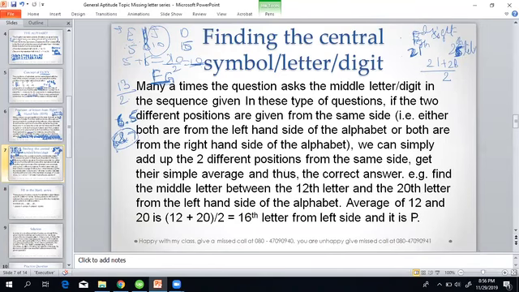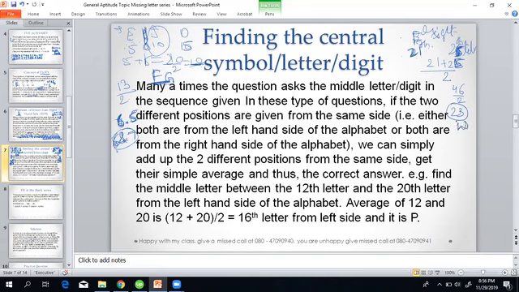Okay, so what is the middle number between the 21st letter and the 25th letter? So 21 plus 25 gives 46, over 2 means 23. So the 23rd letter from the right hand side is the middle letter between them. So 23rd from the right hand side is W.